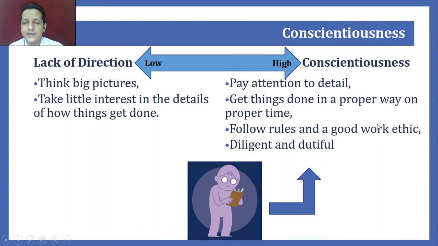Another parameter is conscientiousness. There are two different sorts of people which are discussed here. On the left hand side, as you can see, people who score lower in this parameter have lack of direction. They just think about big pictures. They take little or no interest in the details of how things get done. Well, on the other hand, people who score high in this parameter pay attention to detail. They tend to get things done in a proper way on proper time. They are habitual to follow rules and also have a good work ethic. They are additionally diligent and dutiful.